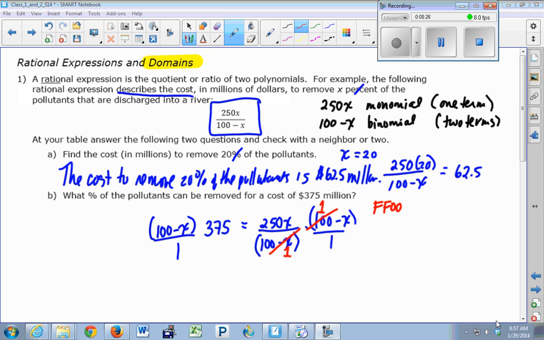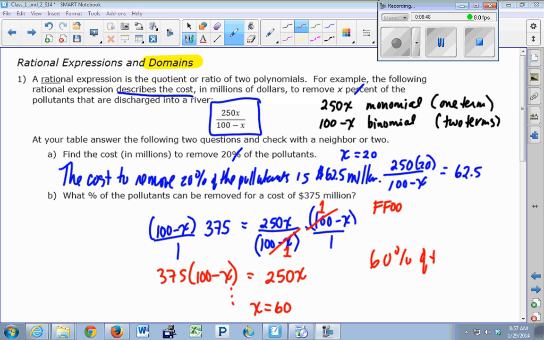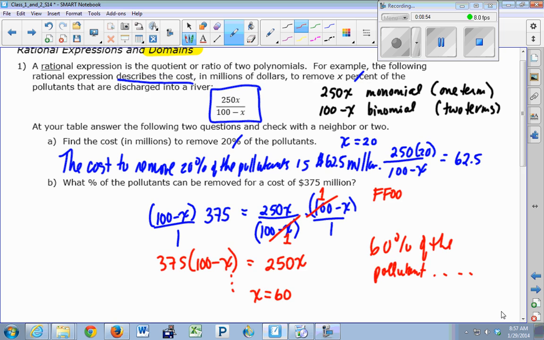fancy form of 1. And so on the right side, you only have the expression 250x. And on the left side, you have 375 times (100 minus x). Now, I think you can all solve that equation for x, and you come up with x equals 60. Then you would write a sentence, 60% of the pollutants can be removed. Okay? That's one way to solve that problem.